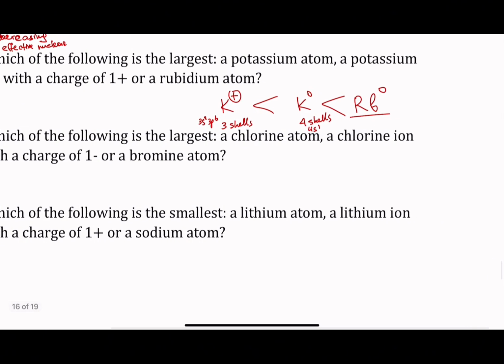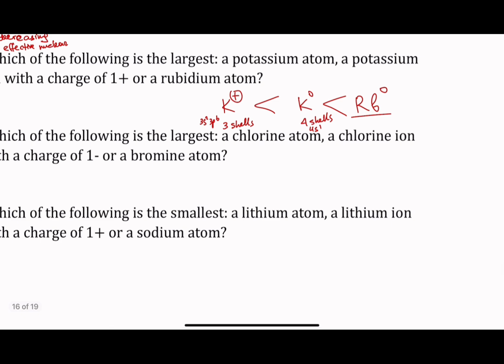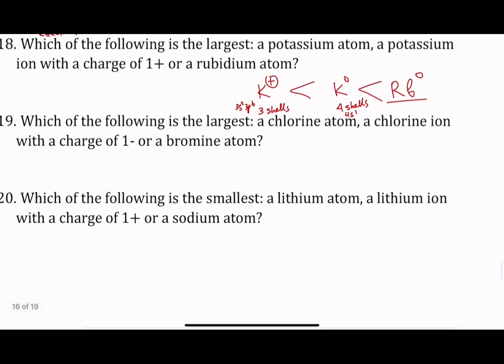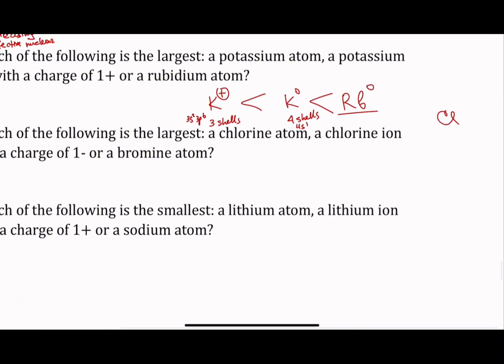Which of the following is the largest? Chlorine atom, chlorine ion, or bromine atom? If we look at a periodic table, we will see that chlorine is located higher than bromine, meaning bromine will have one more shell. So right away we know that bromine is the biggest. And then we know that chlorine -1 took 1 more electron, meaning more repulsion force between the electrons. So chlorine -1 falls into the middle, and chlorine 0 is the smallest.